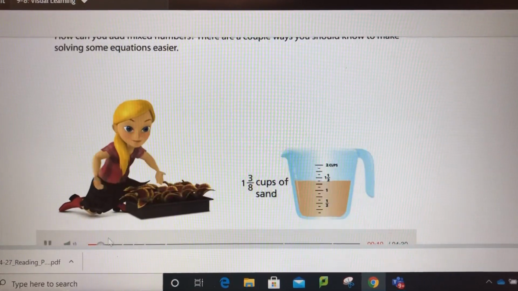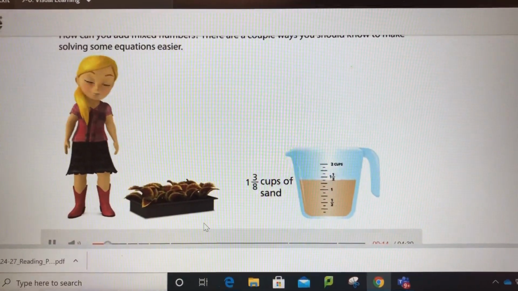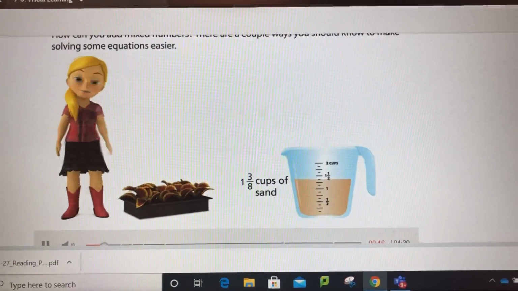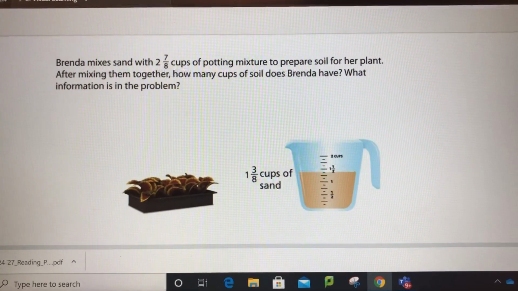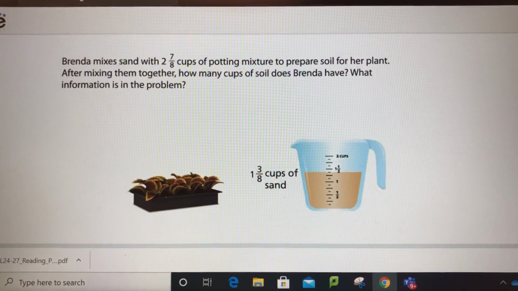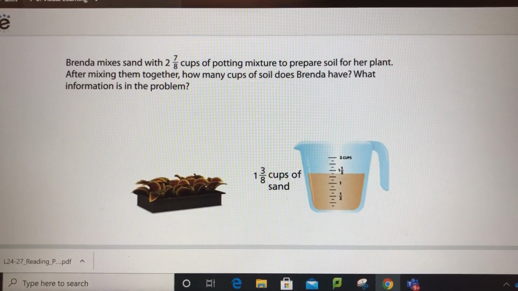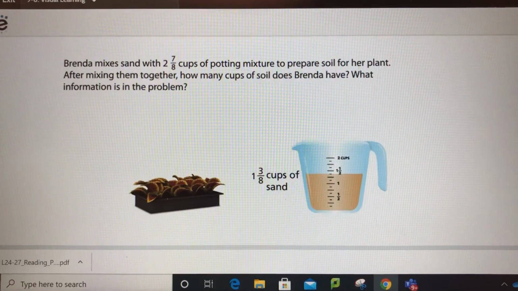How can you add mixed numbers? There are a couple ways you should know to make solving some equations easier. Brenda mixes sand with 2 and 7/8 cups of potting mixture to prepare soil for her plant. After mixing them together, how many cups of soil does Brenda have?